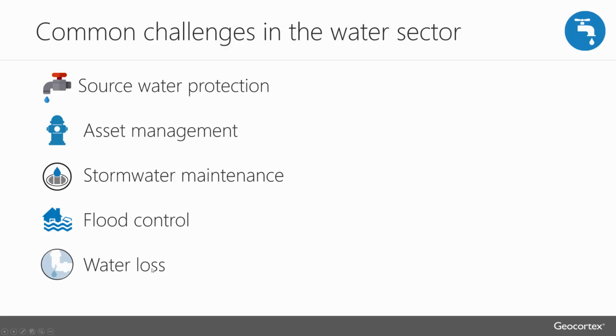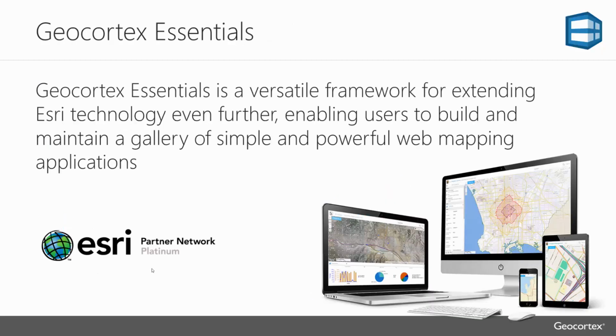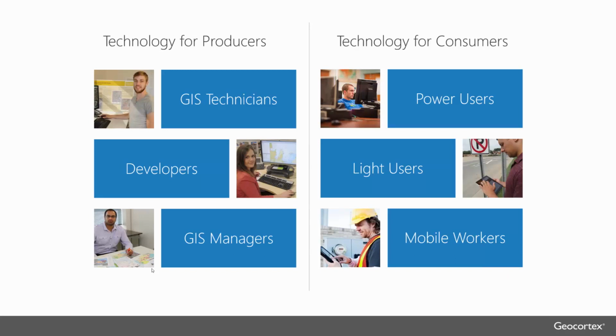And each webinar will be highlighting how various organizations are using Geocortex Essentials, which is our flagship product, to streamline these business processes. If you don't know, Geocortex Essentials is a WebGIS configuration framework designed to extend Esri's technology even further through configuration as opposed to custom development. As Esri Platinum partners, we ensure that the applications and sites that you build are designed to work with the latest and greatest Esri technology.